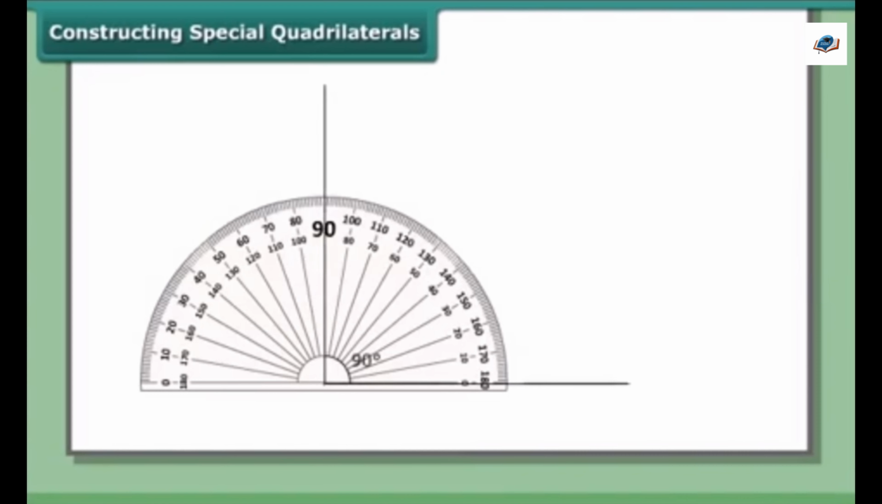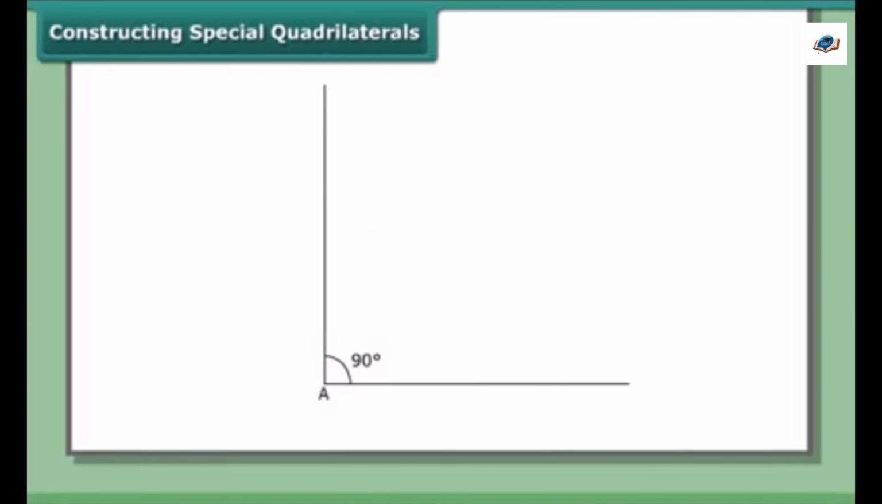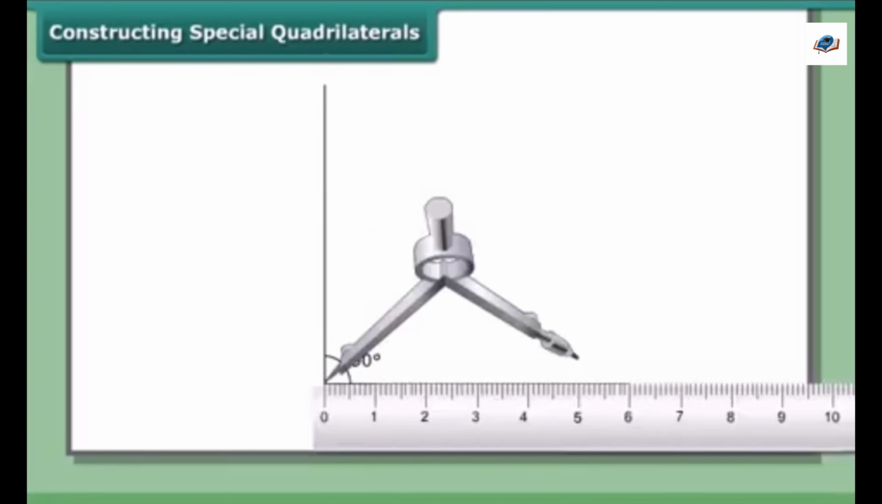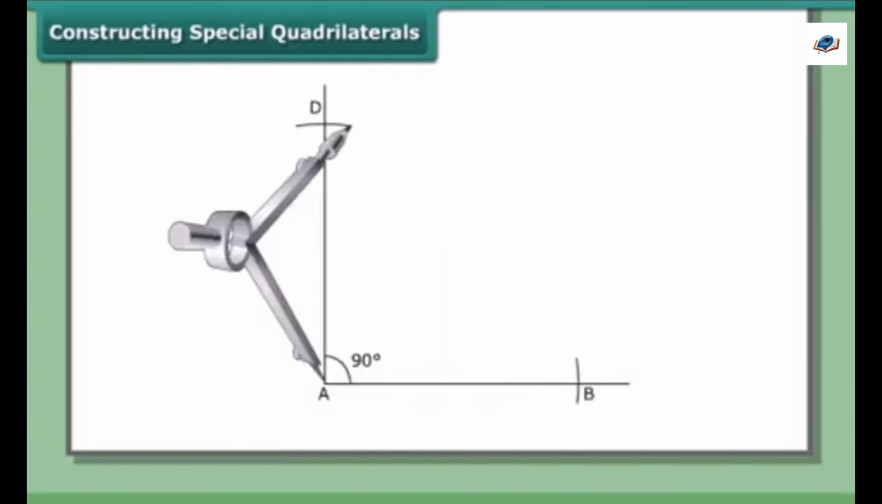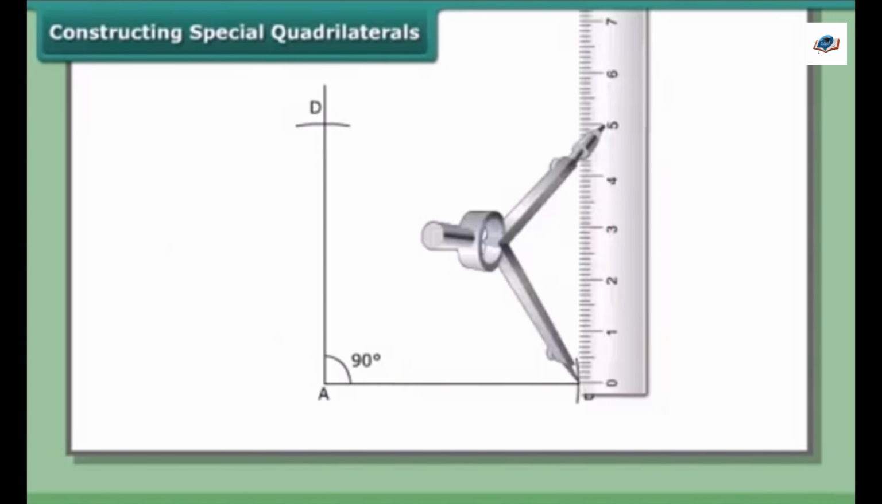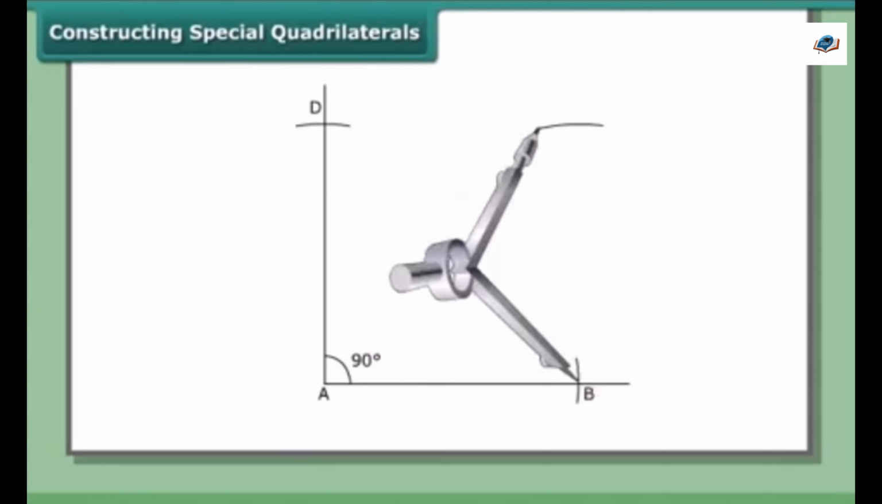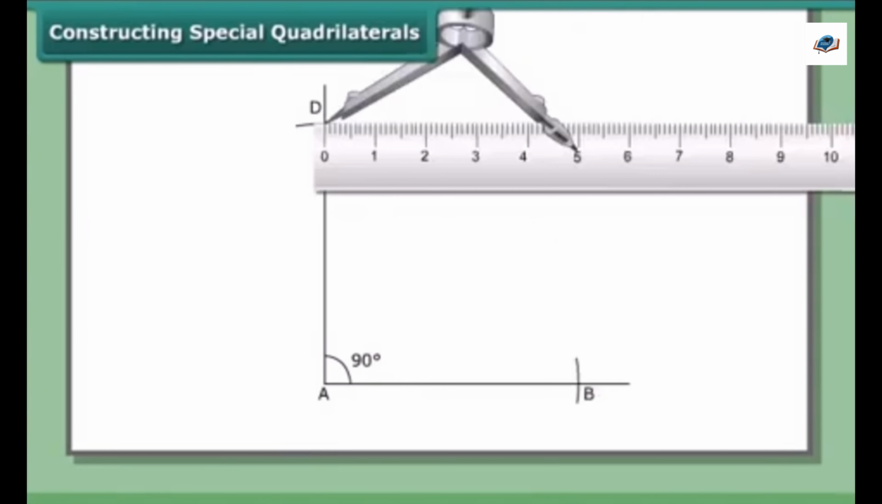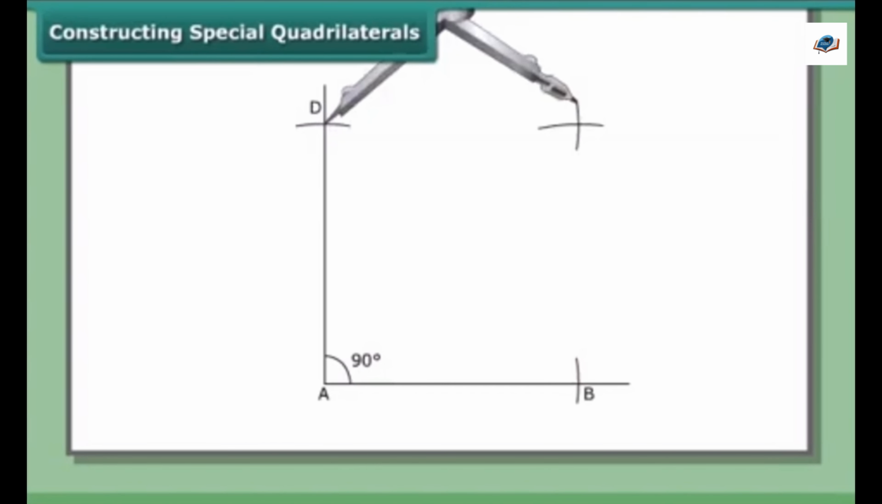Steps. Draw a right angle with a protractor or compass and ruler at a point A. Set the compass to 5 centimeters and cut off sides AB and AD of the square along the arms of the right angle. With B as center and with the same radius, draw an arc. With D as center and with the same radius, draw an arc to cut the arc drawn.